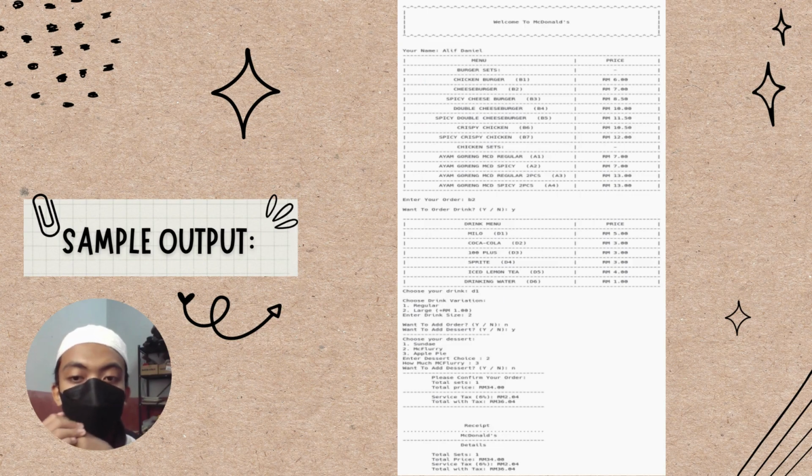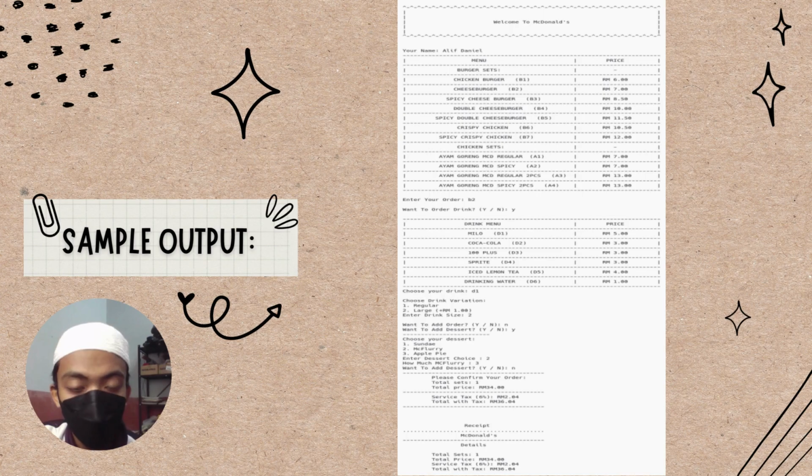At this time, I will talk about our sample output. For our first sample output, the user should put in the name. After that, it shows the list of our menu. Enter your order, 1 for drinks. If yes, it shows the list of the menu for drinks. Choose drink, choose variation, 1 to order drink.